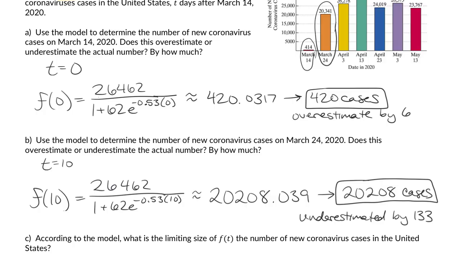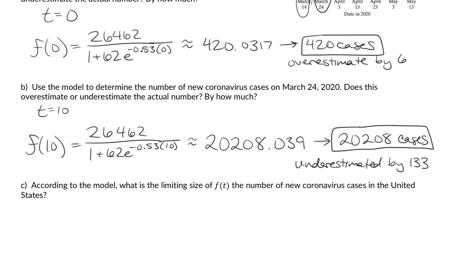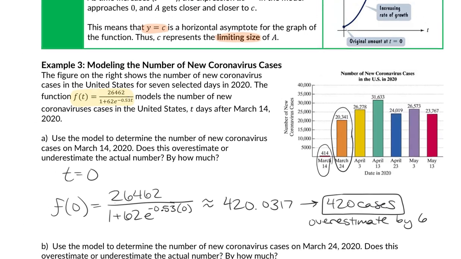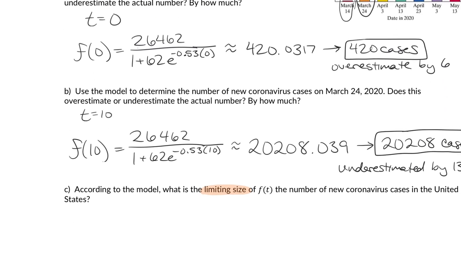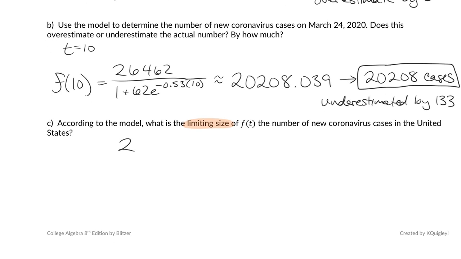So here's another question that comes from the equation itself. It says, according to the model, what is the limiting size of f of t, the number of new COVID cases in the United States per particular day? Limiting size. Where did we find that in the equation, the limiting size? Yeah, it's just c, which means it's just the number from the numerator. So what is the limiting size of this function? That's it. I would like to write that in orange, please. The limiting size is 26,462 cases.